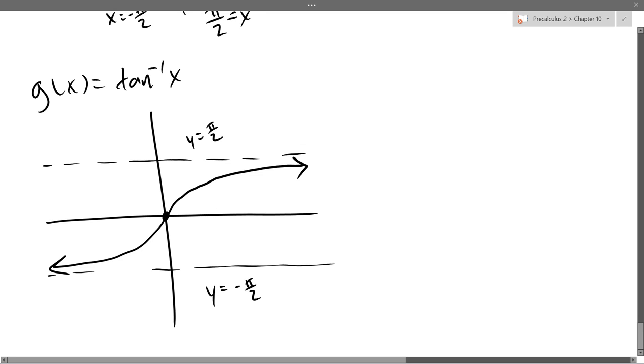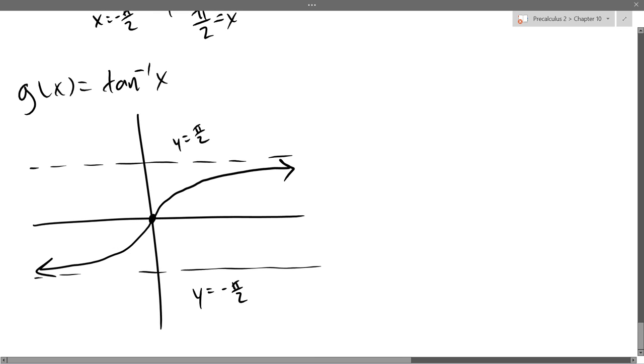Now we wrote down the domain and range already, but you can see it pretty clearly on the graph. Now we're going to write down our algebra rules here.